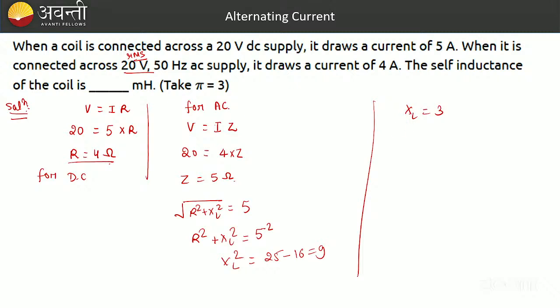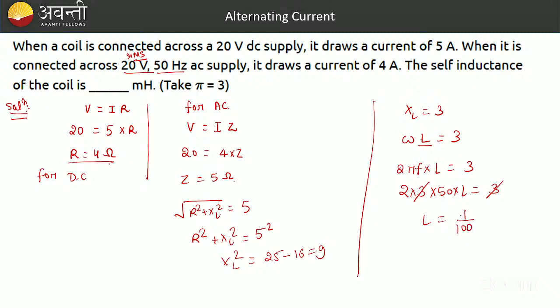Now, XL is not the self-inductance. Further, we can write XL as omega into L, where L is the self-inductance, equal to 3. Now, omega is nothing but 2 pi into F. The frequency that is measured in hertz is the linear frequency. Okay. So, 2 pi F into L equals 3. Now, as mentioned, take pi as 3. So 2 into 3 into F is 50, L is 3. 3 and 3 will cancel out, L will become 1 upon 100.